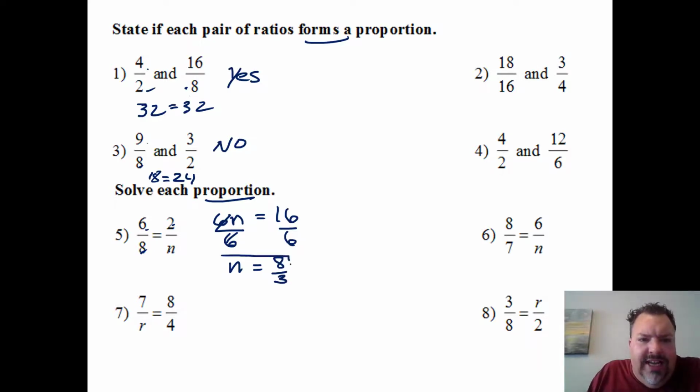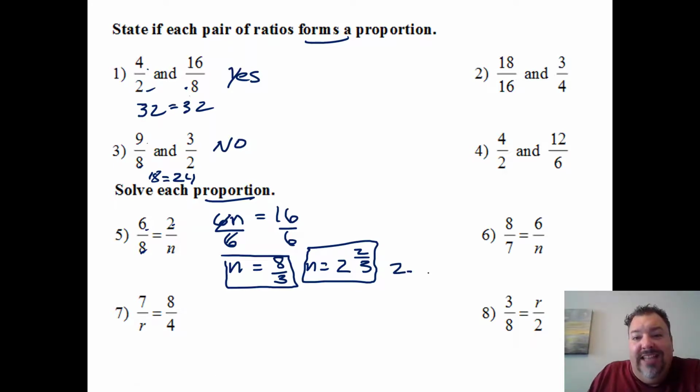And again, I would just leave it as a reduced improper fraction. But this one, if you wanted to write it as a mixed number, let's see, 8 divided by 3. The 3 goes in there twice, because that would be 6, and then we would have 2 left over. 2 2/3 would be another way of writing it or saying it.